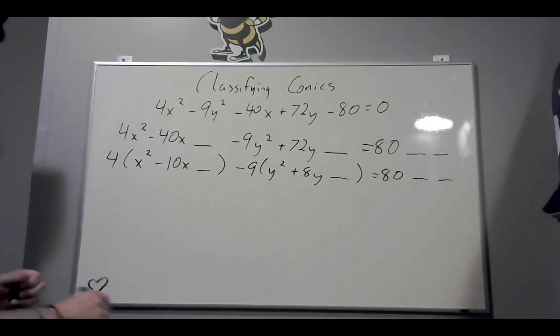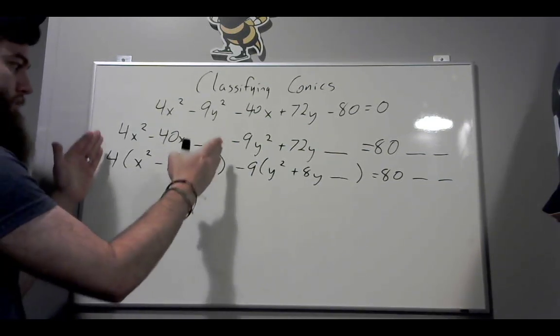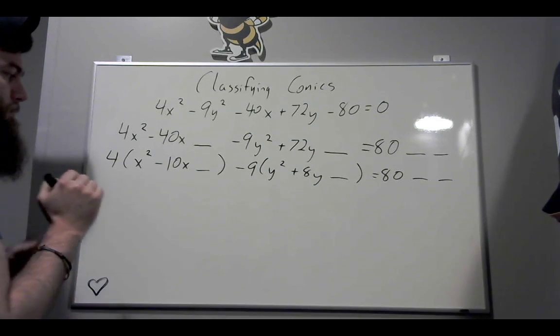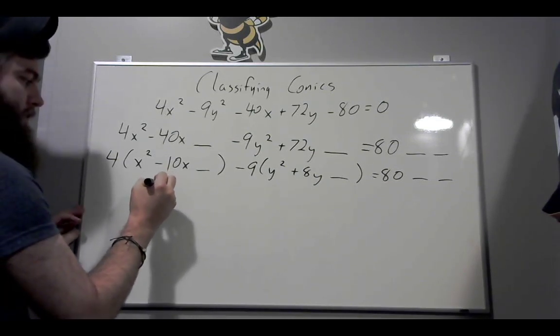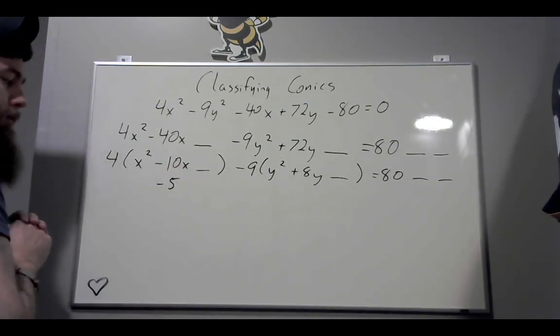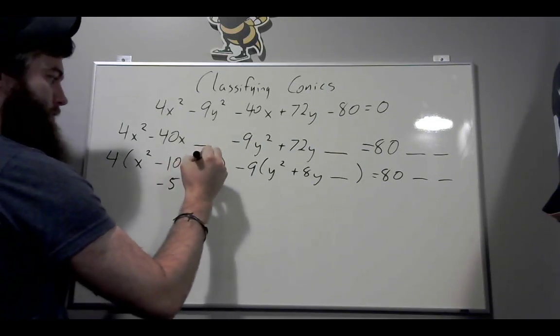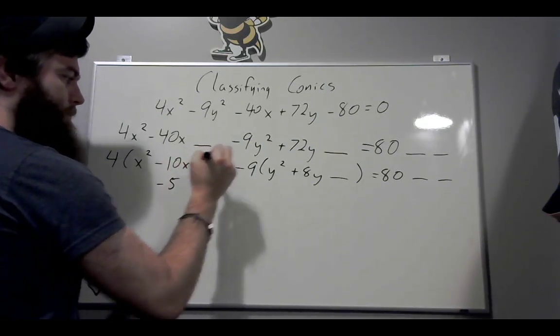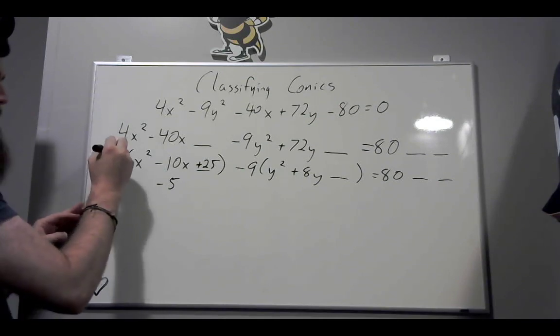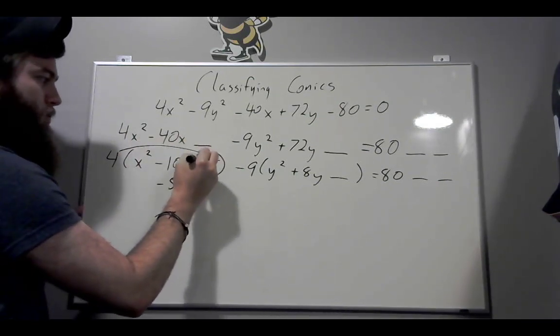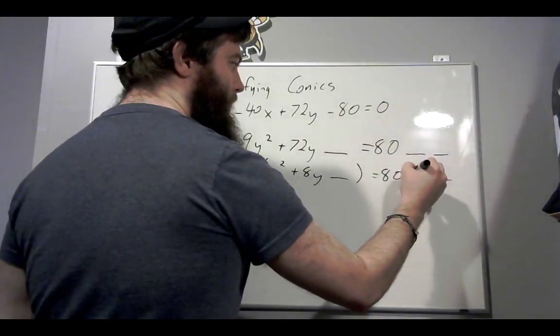Alright, so we're going to now complete the square. So let's do the x one first. So I'm going to take half of this b term, which is negative 5. I'm going to square it. So this gives me a positive 25. So what I'm going to add to the other side is 4 times this 25, which is a positive 100.